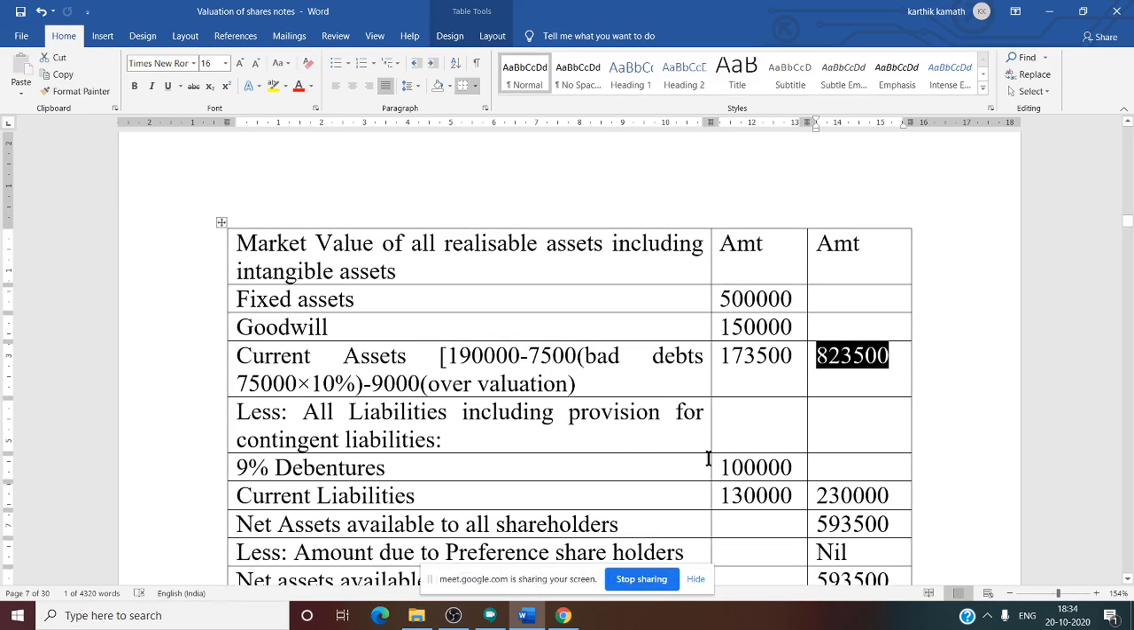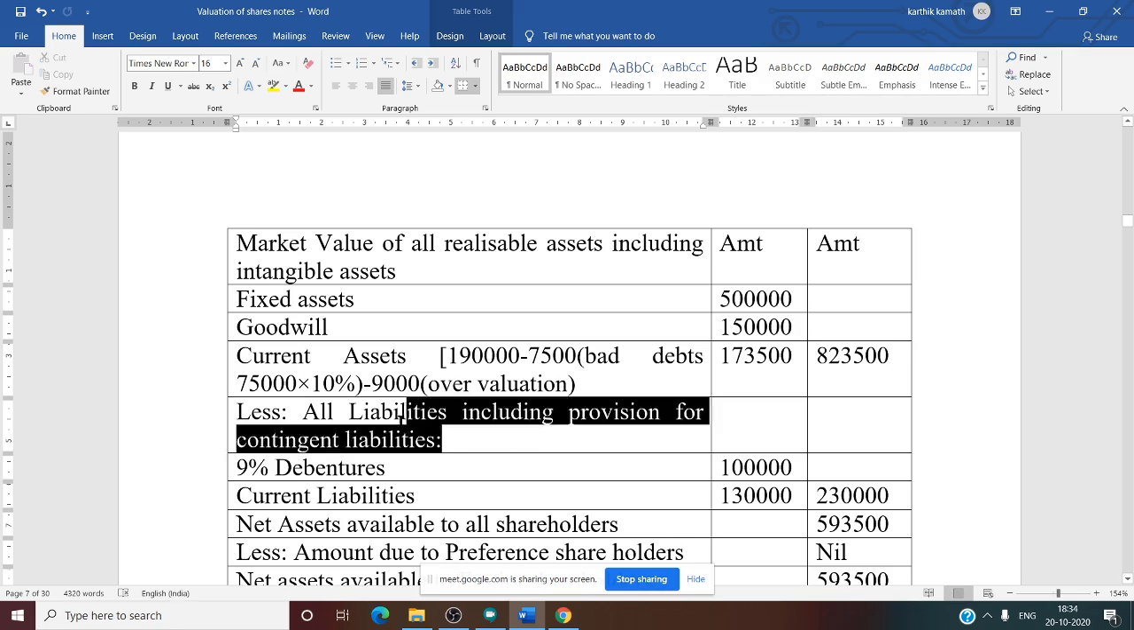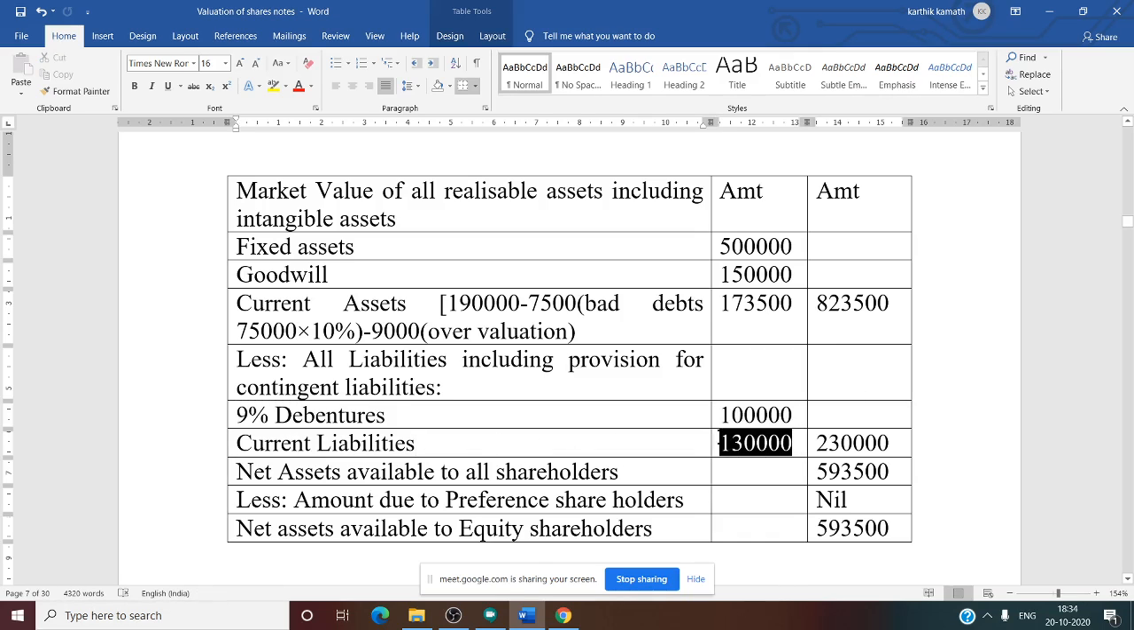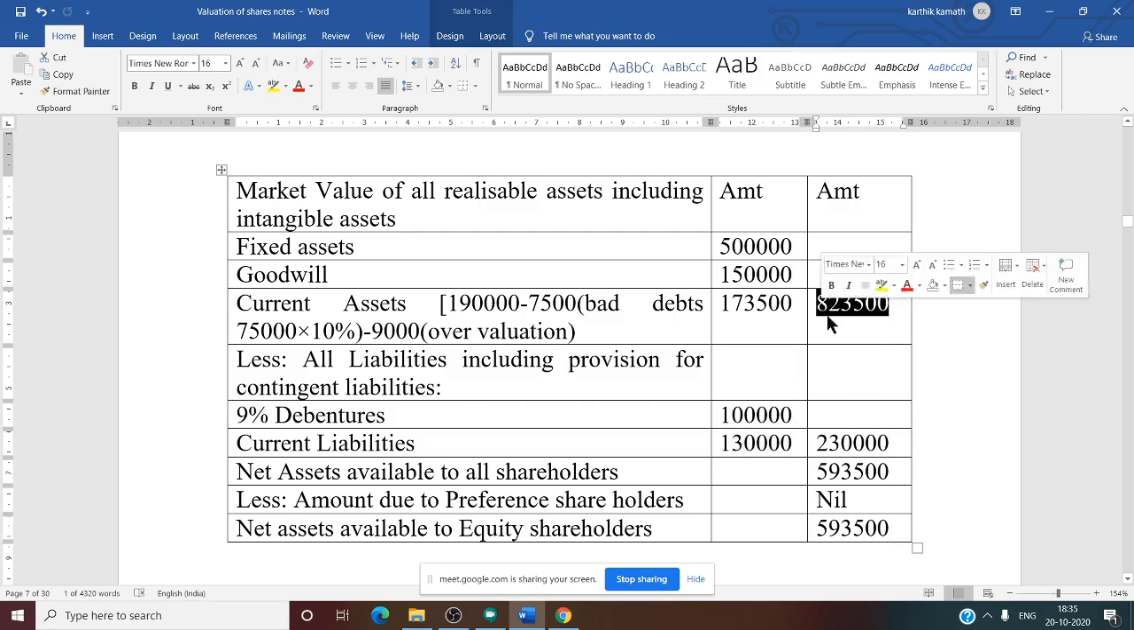From this, deduct liability. How to deduct liability? All liabilities including provision for contingent liability. So only two things, except for shareholder fund: that is debenture, directly given in the question, 1 lakh. So deduct 1 lakh. Then current liability, directly given in the balance sheet, liability side, 1,30,000. So less agreed value of liability, total is 2,30,000, that is nothing but 1 lakh plus 1,30,000. So from asset you deduct liability. Asset total 8,23,500. Liability total 2,30,000.